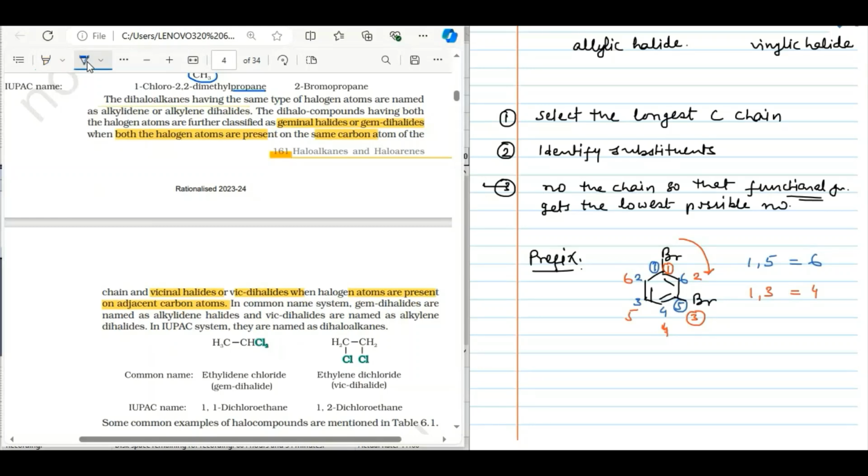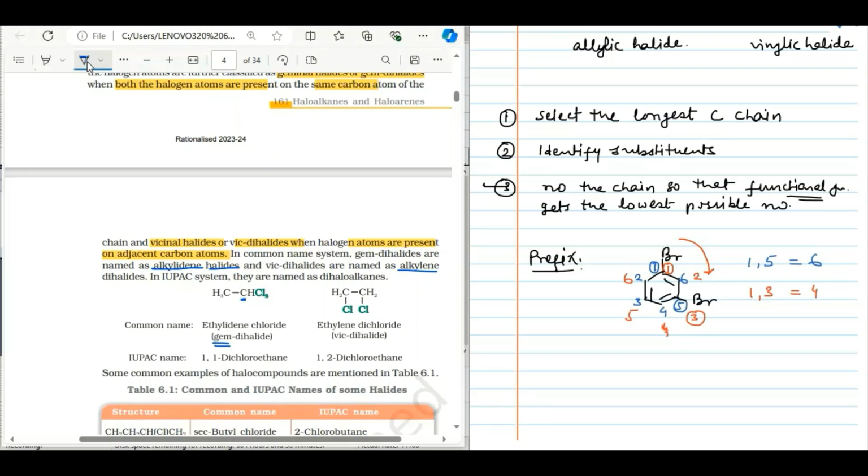So let's examine the example of gem dihalide and vicinal dihalide. This is the example of gem dihalide. Here both the chlorines are bonded to the same carbon atom. While in the vicinal dihalide, both the chlorines are present at the adjacent carbons. They are not bonded to the same carbon. In common name system, gem dihalides are named as alkylidene halide and vic dihalides are named as alkylene dihalide. In the IUPAC name, they are named as dihaloalkanes.